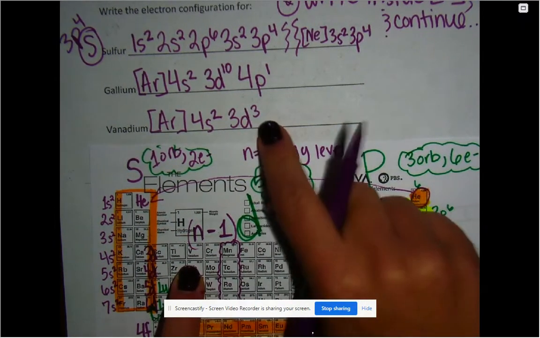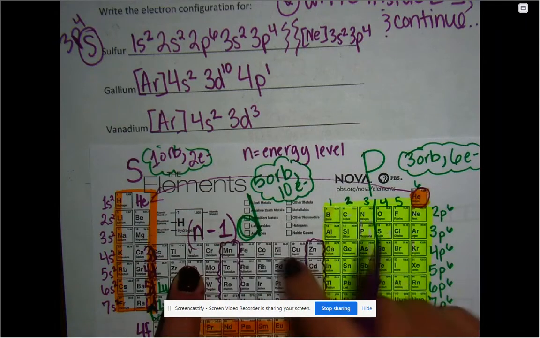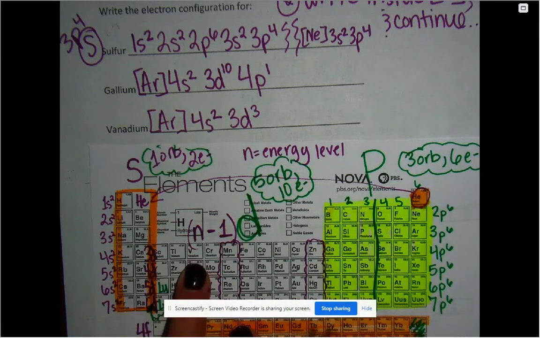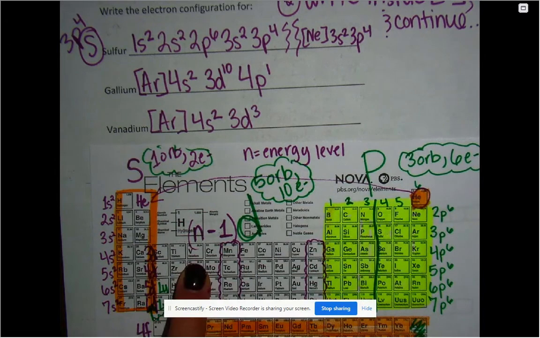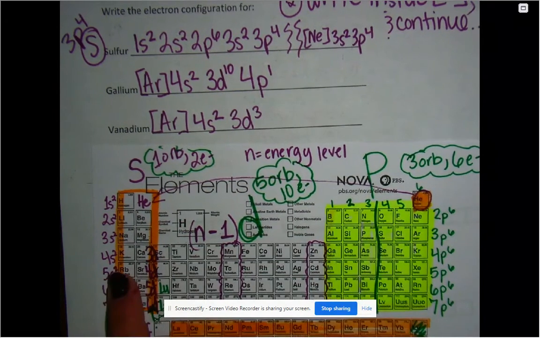So again, that little number is coming from counting across, right? So 1, 2, 3. Yes? Why don't we put argon up there? Why don't we, like, for those numbers?